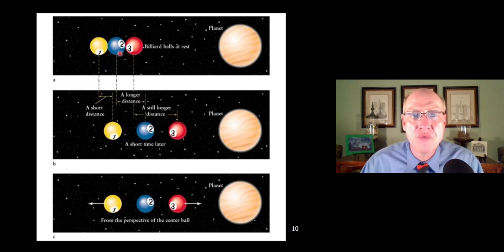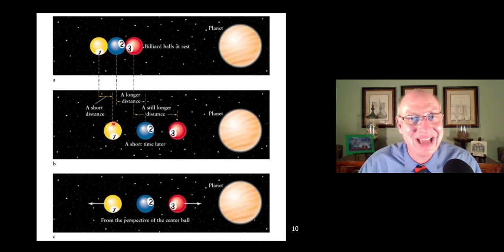And they've moved because they've been accelerated towards the planet by gravity. But because the force acting on 3 was greater than the force acting on 1, because 3 is closer to the planet than 1 is, 3 will have been accelerated a bit more. It will have moved a bit farther. 2 will have moved an intermediate distance, and 1 will have moved the least of all, because the force acting on it was the smallest of the 3 forces.